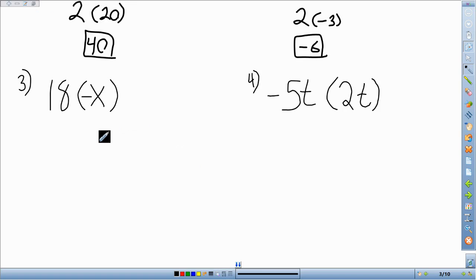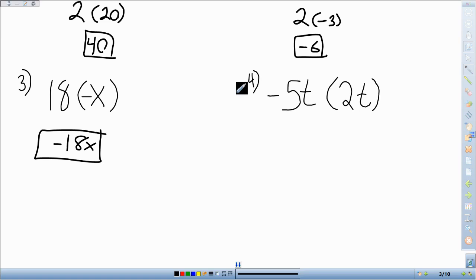Moving down to numbers 3 and 4, we're getting variables thrown in here. 18 times negative x. You know when you multiply numbers times variables, they basically just stick together. So 18 times x would give me 18x. But this is 18 times negative x, so that negative would just move in front, and we'd write that as negative 18x.